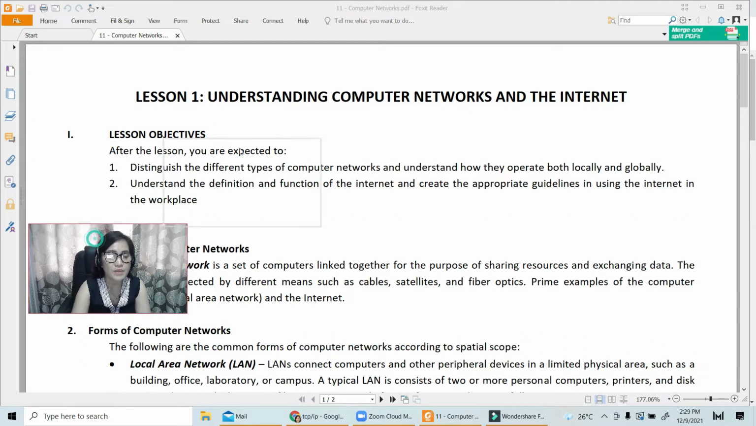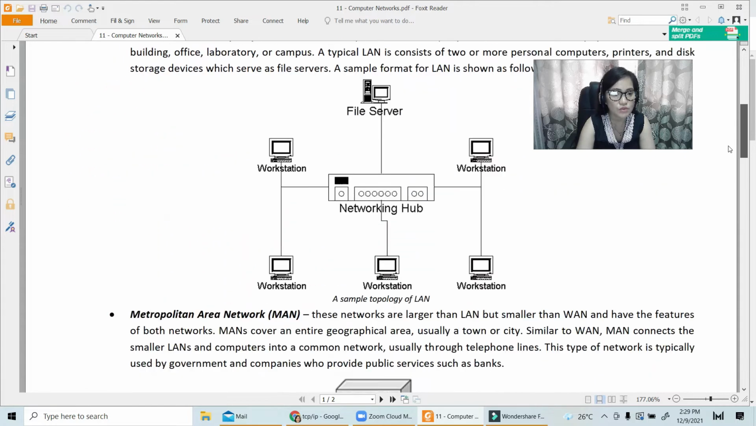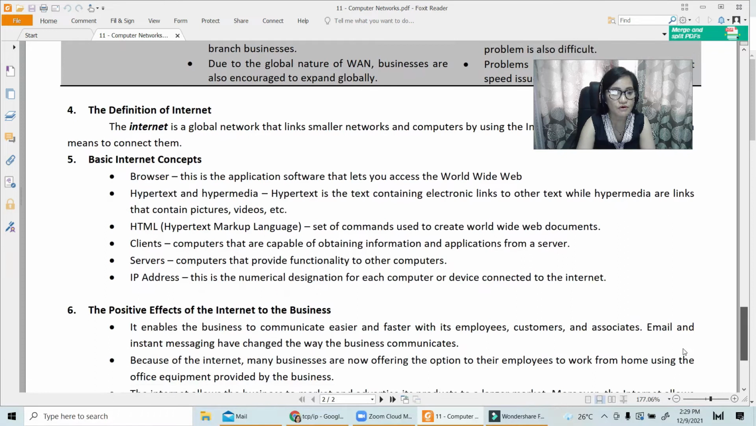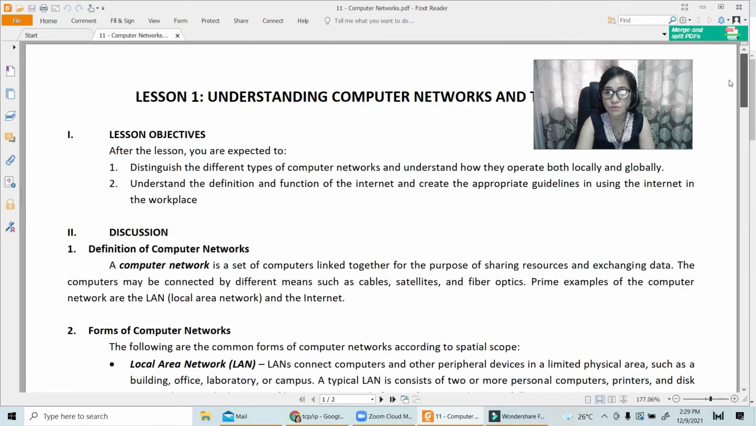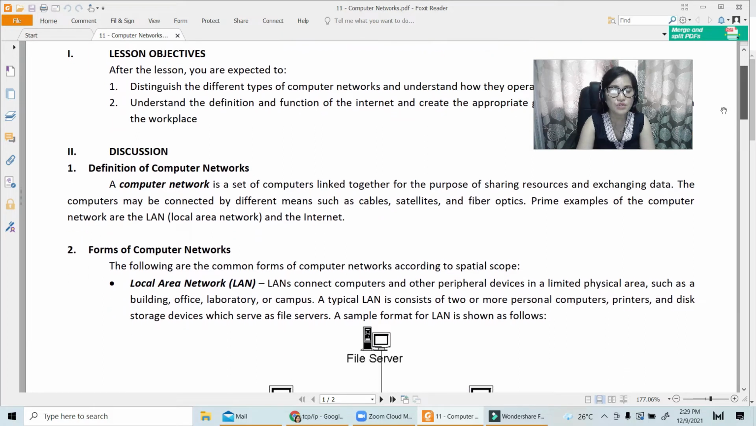Okay, so there are, wait a minute. So there are one, two, three, four, five, six discussions with regards to this topic. So the first one is the definition. So what is a computer network?